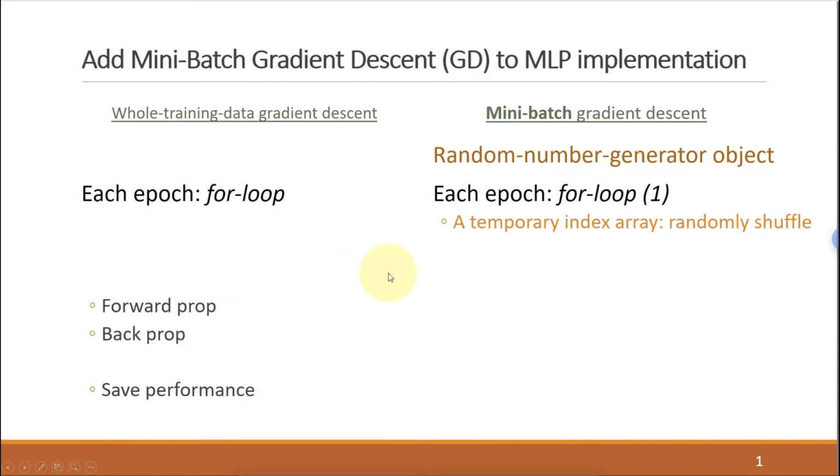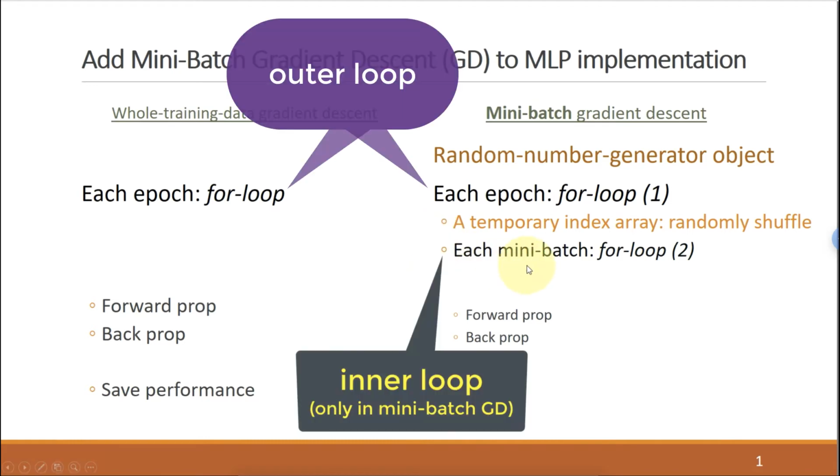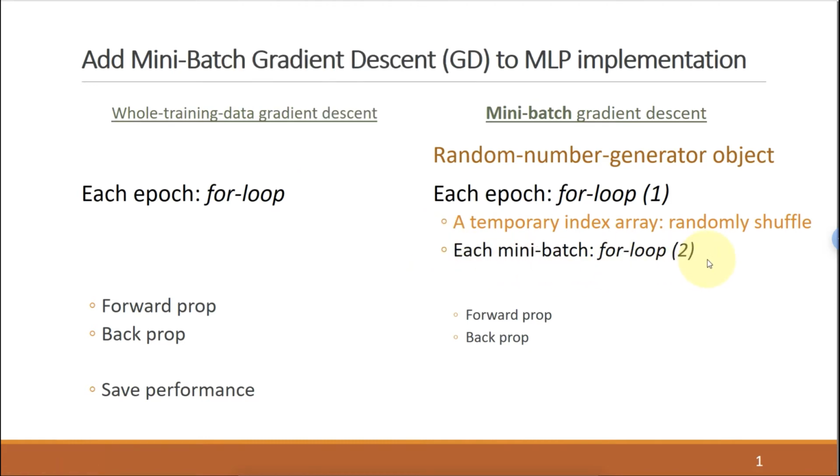Here comes the difference in the mini-batch gradient descent. Before you even go to the forward prop, you have a few new steps. First, you need to create a temporary index array, and you will use that index array to randomly shuffle the orders of the training set that you will extract randomly in each epoch. And then comes another for loop, which I will call the inner loop. The inner loop is added specifically to do mini-batch gradient descent.